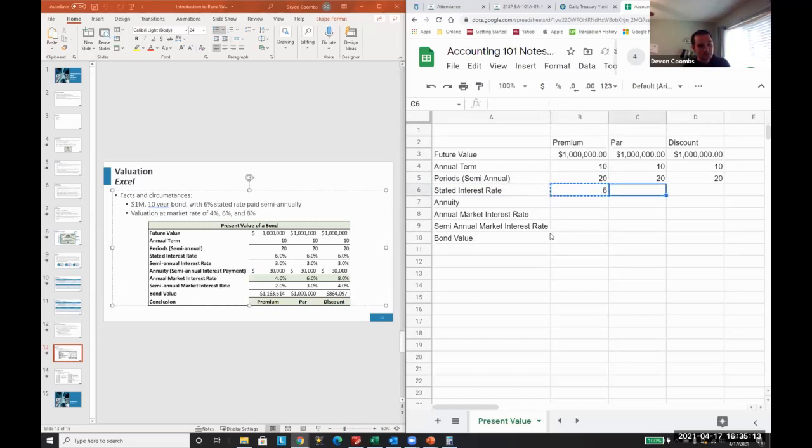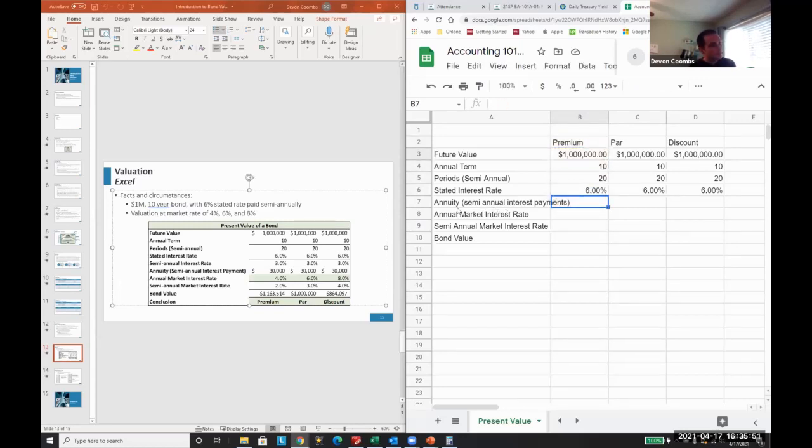The stated interest rate doesn't change. It's going to be 6%. That's on the face of the bond, right? That doesn't change anything. Our annuity is the semi-annual interest payments. Annuity just means a set amount of money, a fixed amount of money paid periodically. That's what the term annuity means if you've ever heard about it. So annuity would be, we have 20 periods. We have that.